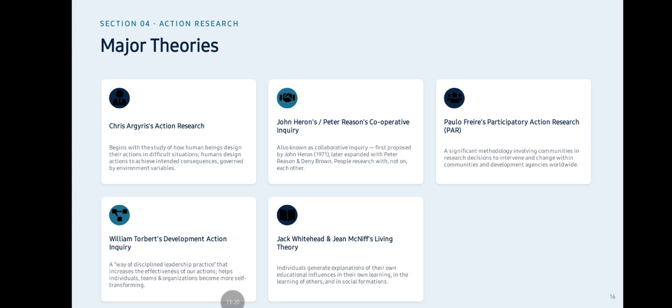William Torbert: developmental action inquiry, a way of disciplined leadership practice that increases the effectiveness of our actions and helps individuals, teams, and organizations become more self-transforming. Jack Whitehead and Jean McNiff's living theory: individuals generate explanations of their own educational influences in their own learning, in the learning of others, and in social formations.